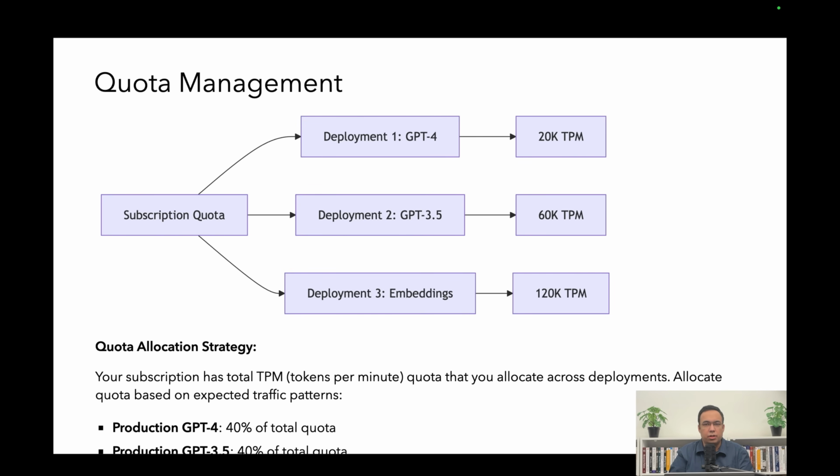Now let's talk about Quota Management, which is how Azure OpenAI controls throughput to ensure fair resource allocation across customers. Your subscription has a total TPM quota, which is tokens per minute. You allocate this quota across deployments. Looking at this diagram, your subscription quota feeds into multiple deployments. Deployment 1 might be GPT-4 with 20,000 TPM. Deployment 2 might be GPT 3.5 with 60,000 TPM. And deployment 3 might be embeddings with 120k TPM.